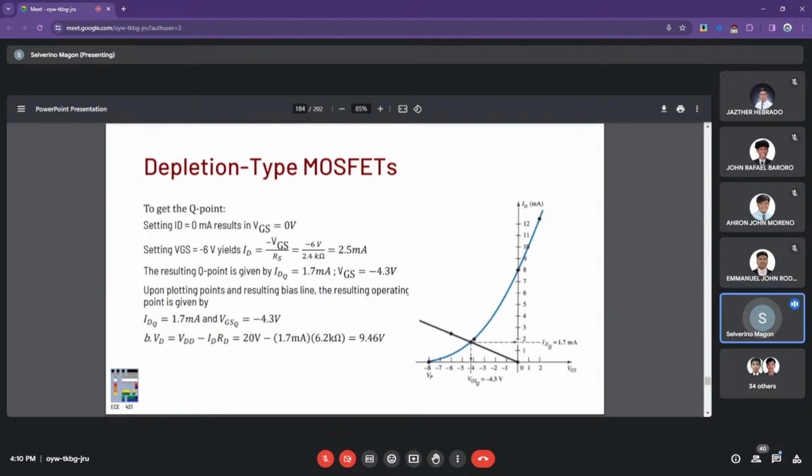So for VGS at negative 6, we have ID at 2.5 in this case. So we can plot now the load line for this case. The resulting Q point from the intersection of this equation is that ID is at 1.7 and VGS is at negative 4.3 right here. So we can obtain the Q point from the plot here.